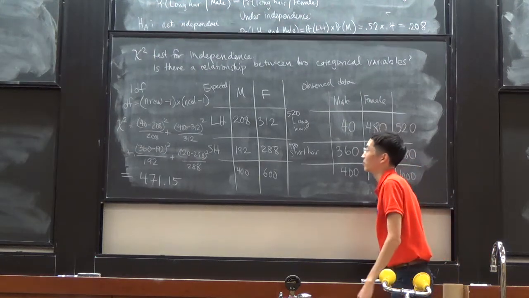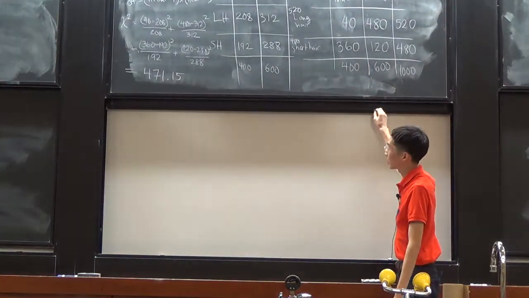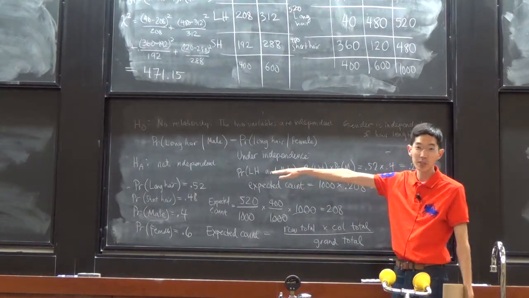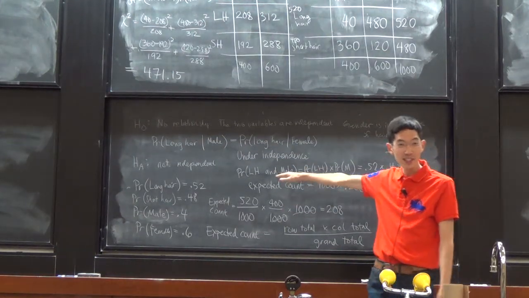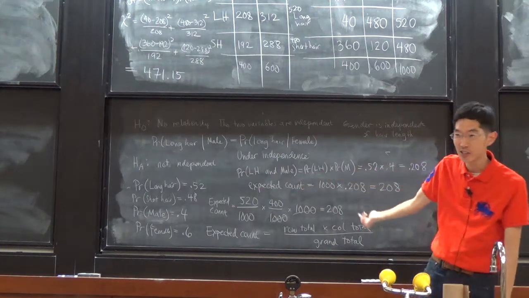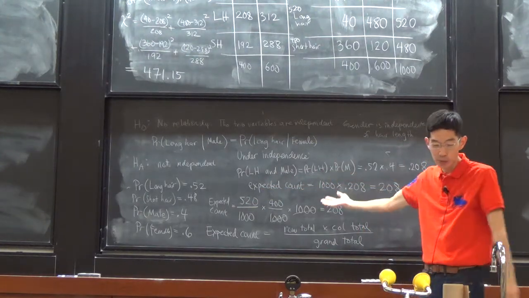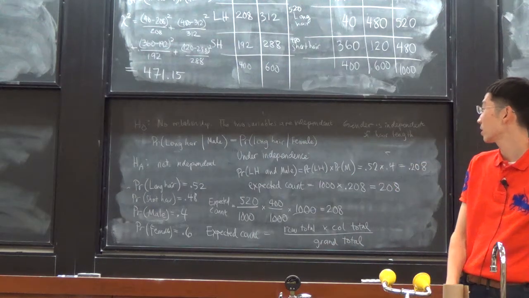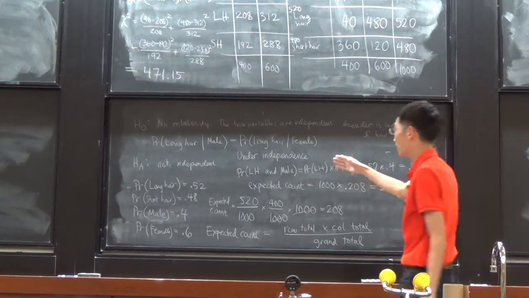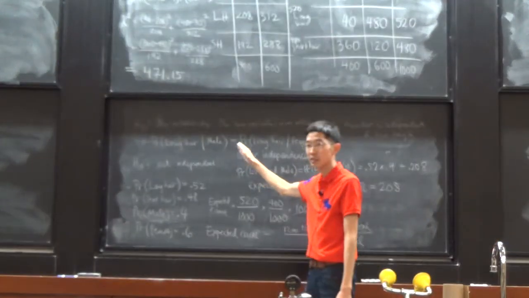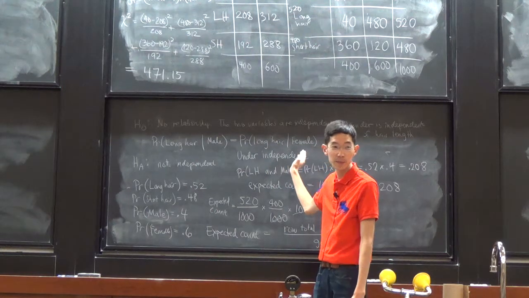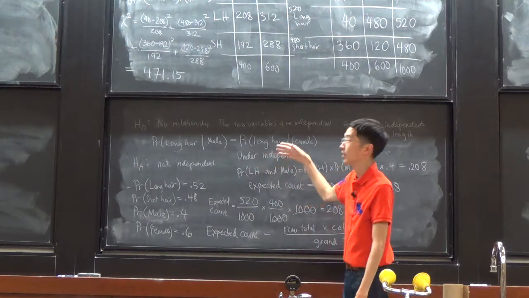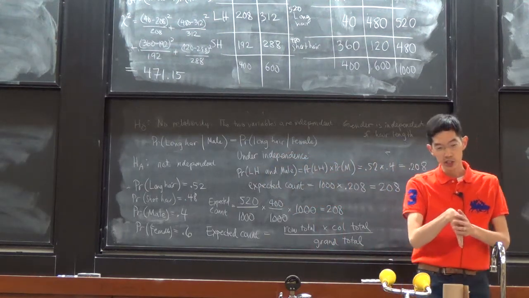I messed up here. What did I say for my alternative? Oh, I just said not independent. Okay. So in this case, I said not independent, so that would be a non-directional test. I could have said we're expecting the probability of long hair given male to be less than the probability of long hair given female. And in that case, I would have a directional alternative. Okay. And then I would have to do my directionality check.